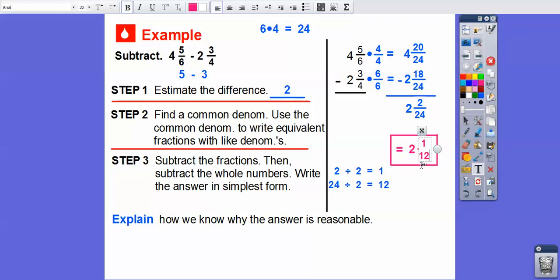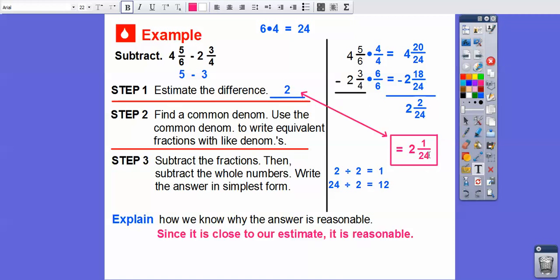So explain how we know that this answer is reasonable. Well, 2 and 1/12 is going to be close to 2, so we know it's going to be a reasonable answer. Since our answer is close to our estimate, the answer is going to be reasonable.